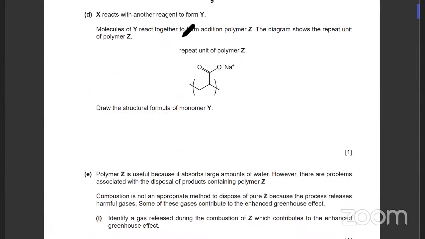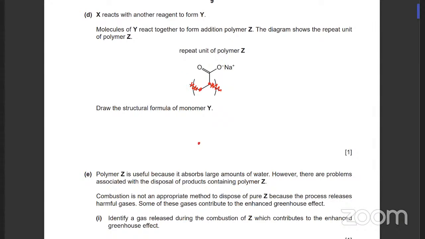So next one is about a polymer. Molecules of Y react together to form an addition polymer Z. The diagram shows the repeat unit of polymer Z. So you draw the structural formula of monomer of Y. Whenever you have an addition polymer, all you have to do is get rid of the continuation bonds, and you got these two carbon atoms.